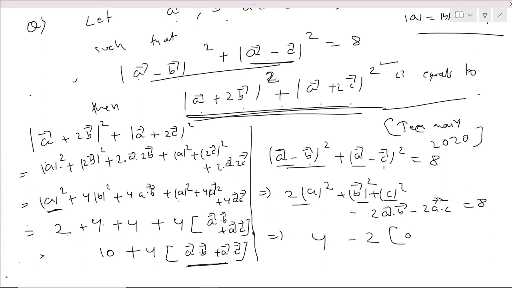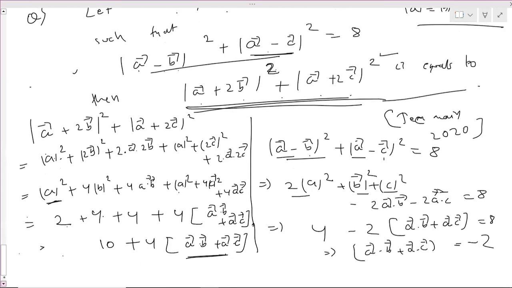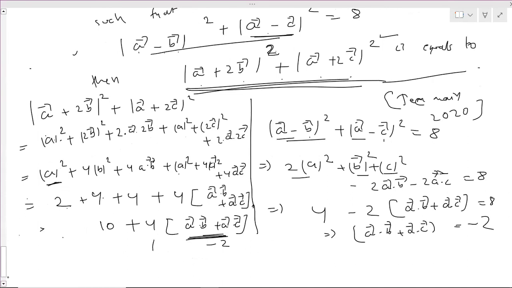Minus 2 I can take common. A dot B plus A dot C equals to 8. So A dot B plus A dot C will be equals to, this is 4 but minus 2. So if this is minus 2 and this is minus 8, so the answer is 2.